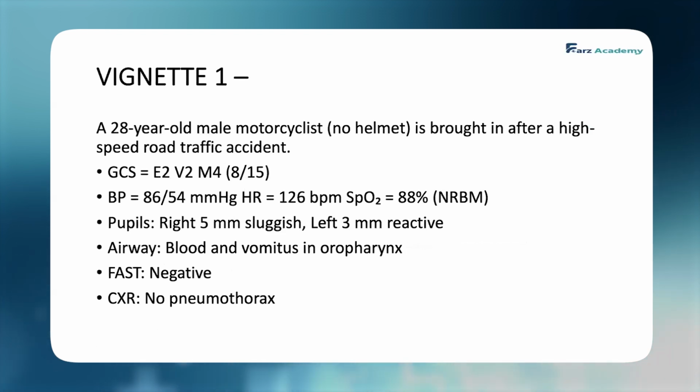A 28-year-old male motorcyclist, not wearing a helmet, is brought in after a high-speed road traffic accident. GCS E2V2M4, 8/15. Blood pressure is 86/54 mmHg. Heart rate 126. SpO2 88 on NRBM. Right pupil 5 mm sluggish, left 3 mm reactive. Airway: blood and vomitus in the oropharynx. FAST scan negative. Chest X-ray, no pneumothorax.